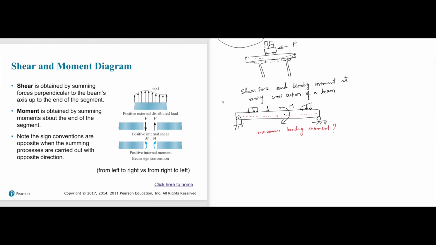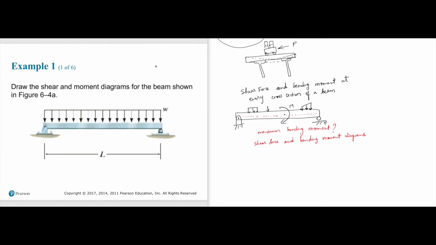From statics concepts. We have to draw shear force and bending moment diagrams for a given loading on a member. For example, if you see this, draw the shear force and bending moment diagrams of the beam. We should have already learned this in statics.